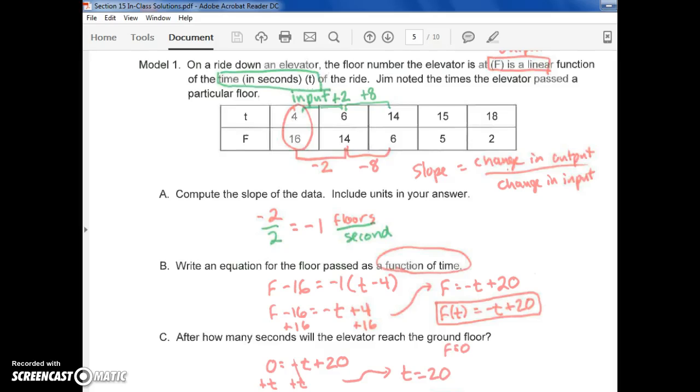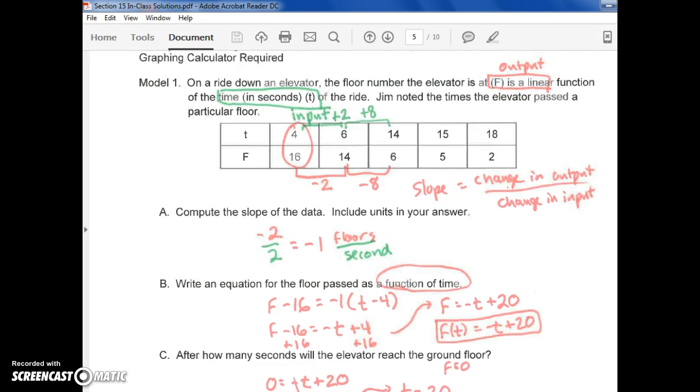In section 15, activity 3, we're asked to use the information that we've gathered from the point slope formula to create equations based on a model. So in question number 1, it says, to ride down an elevator, the floor number the elevator is at, f of t, is a linear function of the time in seconds t of the ride. Jim noted the times the elevator passed a particular floor.